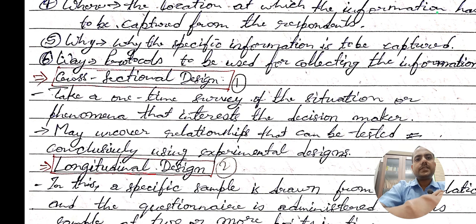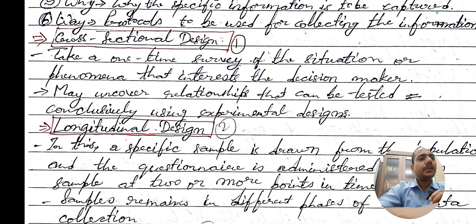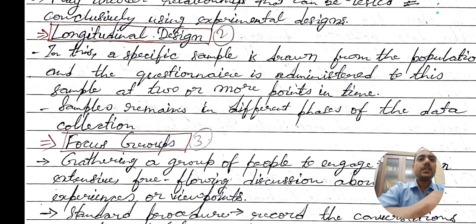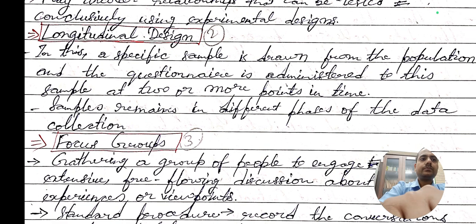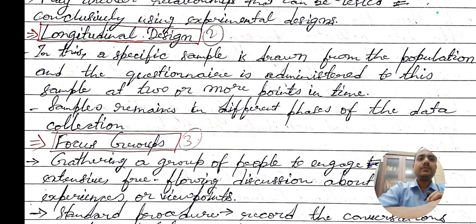So cross-sectional design here given, take a one-time survey of the situation or phenomena that interests the design maker, may uncover relationship that can be tested conclusively using experimental designs. Longitudinal design here. In this, a specific sample is drawn from the population, and the questionnaire is administered to this sample at two or more points in time. Samples remain in different phases of the data collection.